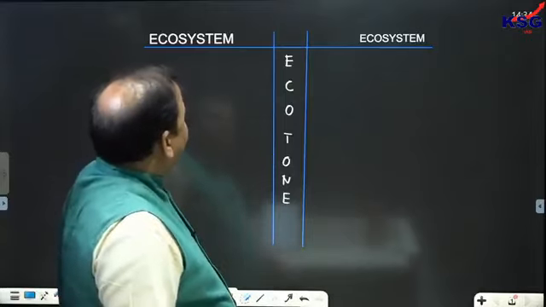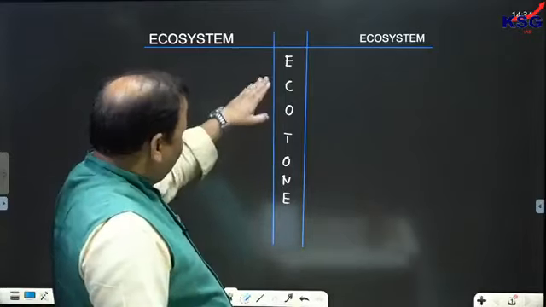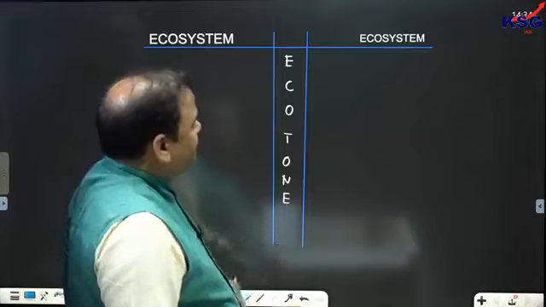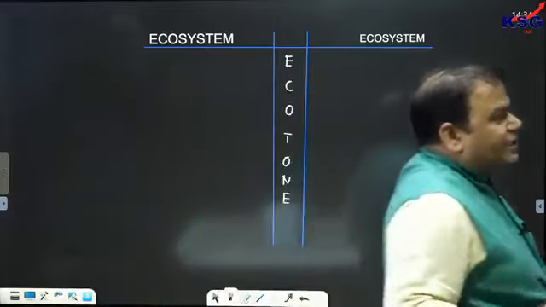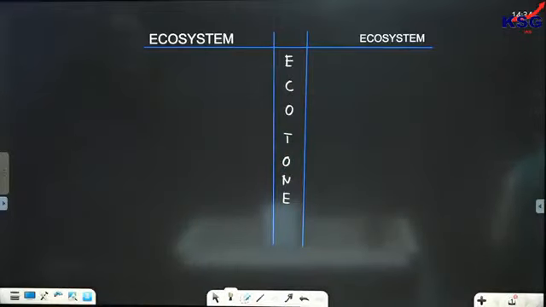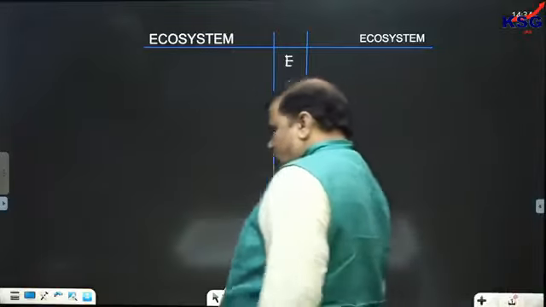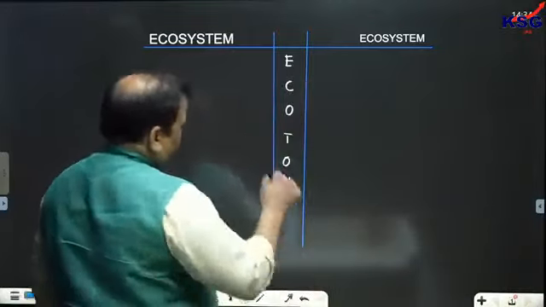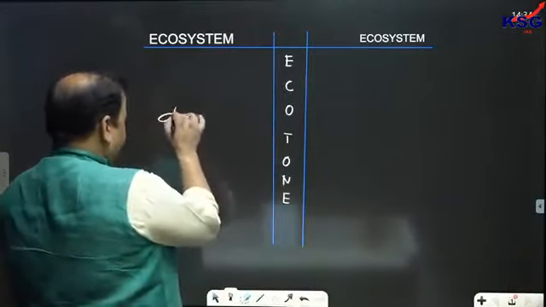Next term is ecotone. It is the demarcation zone between two ecosystems. So the first thing is that it is the demarcation zone.